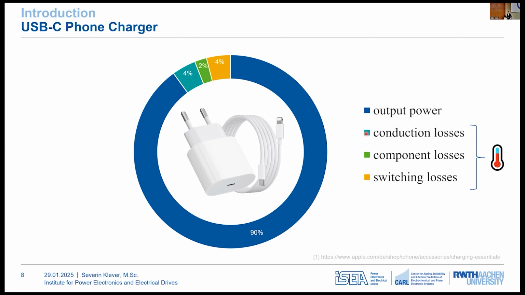First, we have the conduction losses, which are caused by the current flow. Then we have the component losses that are losses in electric components, such as capacitors or inductors. And finally, there are the switching losses, which are the focus of my work and occur each time a transistor changes between the off and the on state.